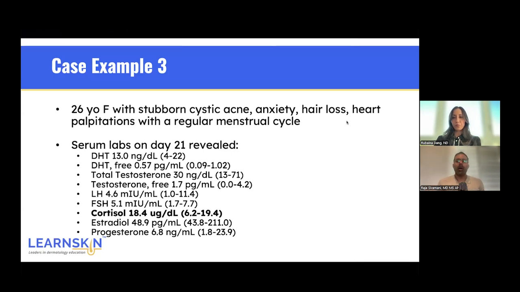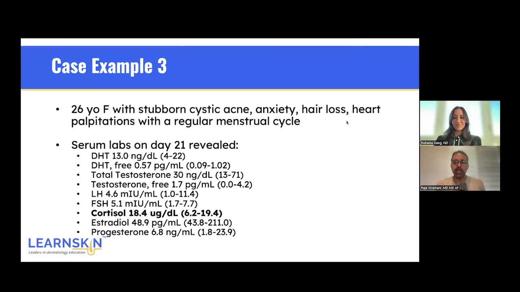Sure. I think this one is a little bit different from the other ones, right? Again, we've got the cystic acne, a bit of anxiety, a little bit of hair loss, heart palpitations, regular menstrual cycle. You draw the serum labs here. I know this is your patient, but the first thing that's striking to me is everything is actually within the normal range in this particular case.